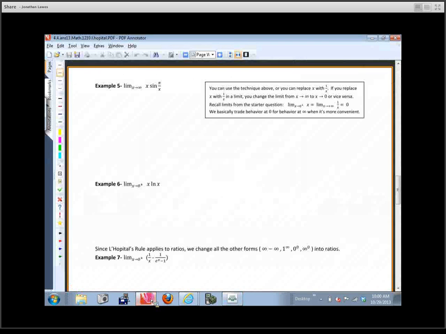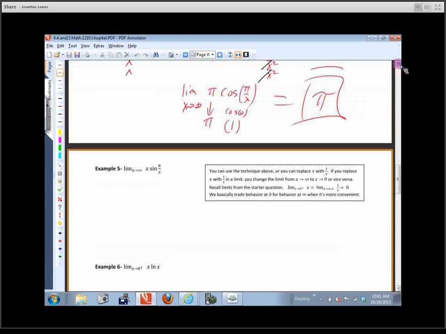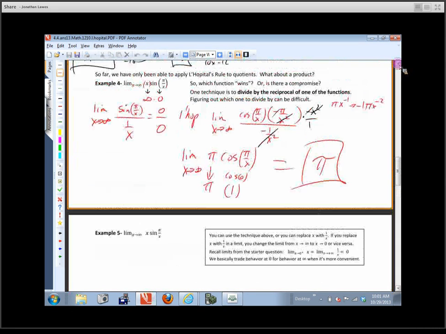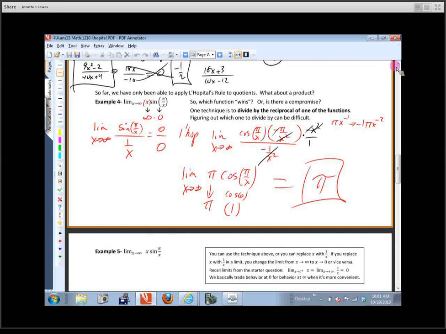We need to finish up 4.4, and then we're going to start 4.5. 4.5 is on curve sketching. We're going to take all the stuff that we learned about graphing and put that together with some pretty interesting problems. So yesterday we learned about L'Hopital's rule, and then we were talking about some applications of L'Hopital's rule.